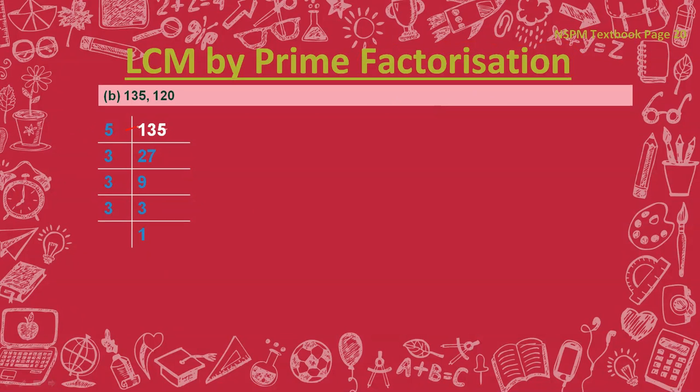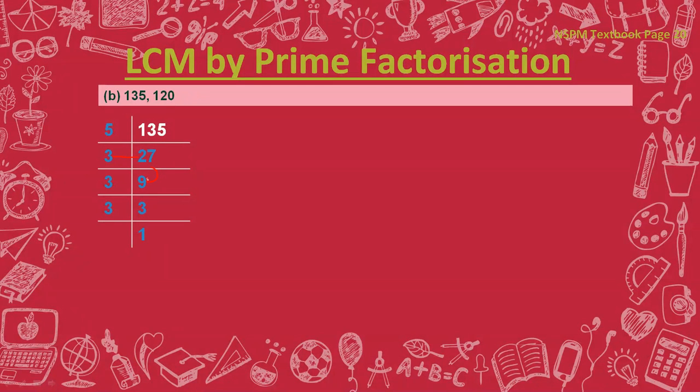135 comes in the 5 table. So 5 27s are 135. Now 27 comes. How does 27 come? Okay, 5 twos are 10 and 3 is there. 5 sevens are 35. Now 27 comes in the 3 table.